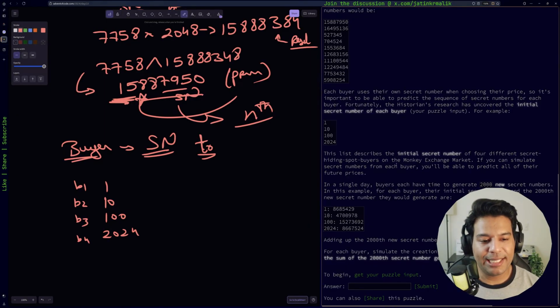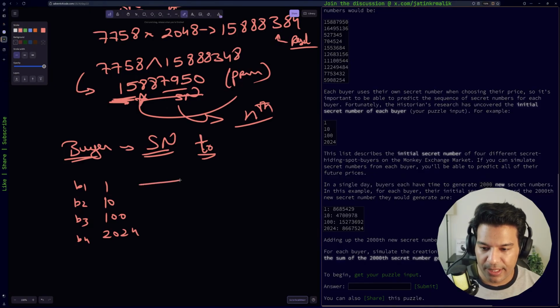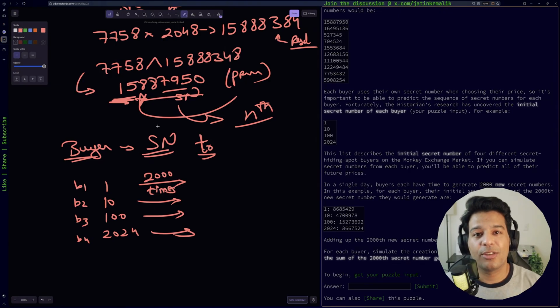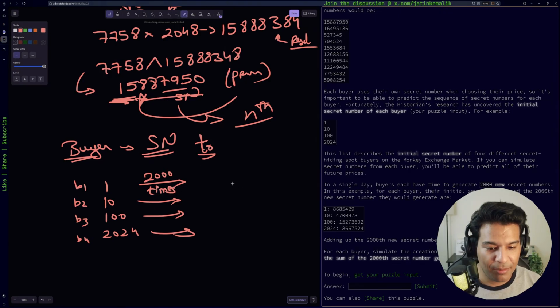And if you can simulate the secret number from each buyer, you will be able to predict all of their future prices. In a single day, buyers each have time to generate 2000 new secret numbers. In this example, for each buyer, their initial secret number, which is given here, 1, 10, 100, and 2024, and the 2000th new secret number they would generate are given. So we did this whole 3-stage process of getting the next secret number 2000 times.